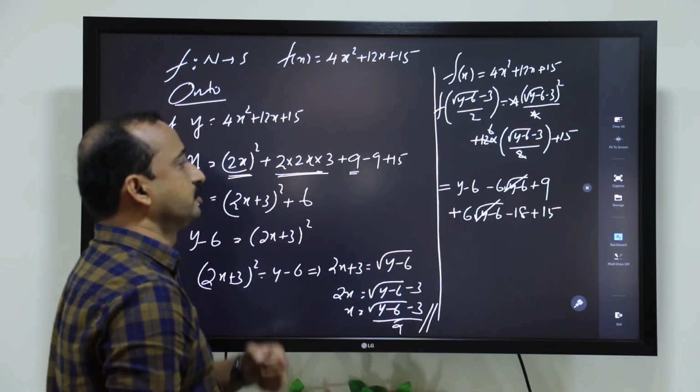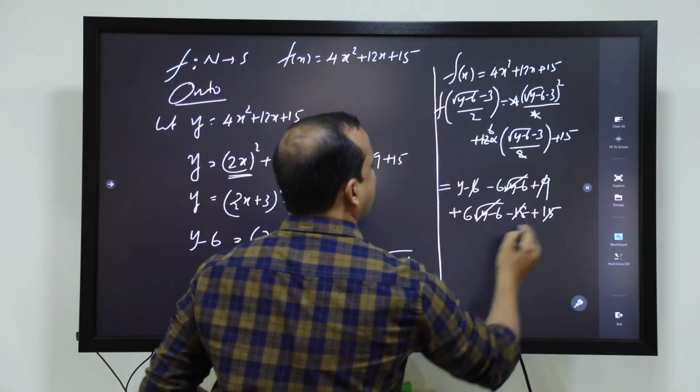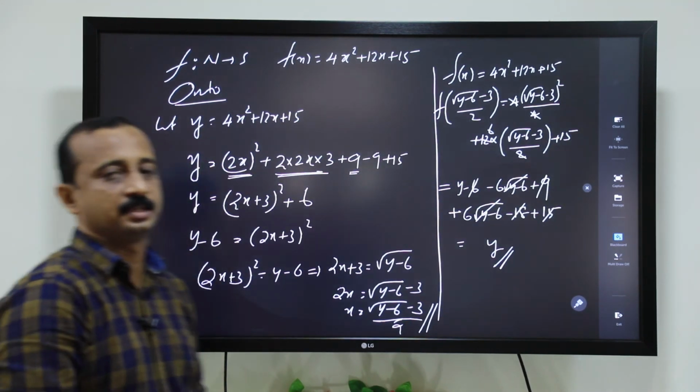Now adding these terms we get minus 24, and 15 plus 9 is also plus 24. So these cancel, and finally we get the answer y. That is f of (root of y minus 6 minus 3)/2 gives y.